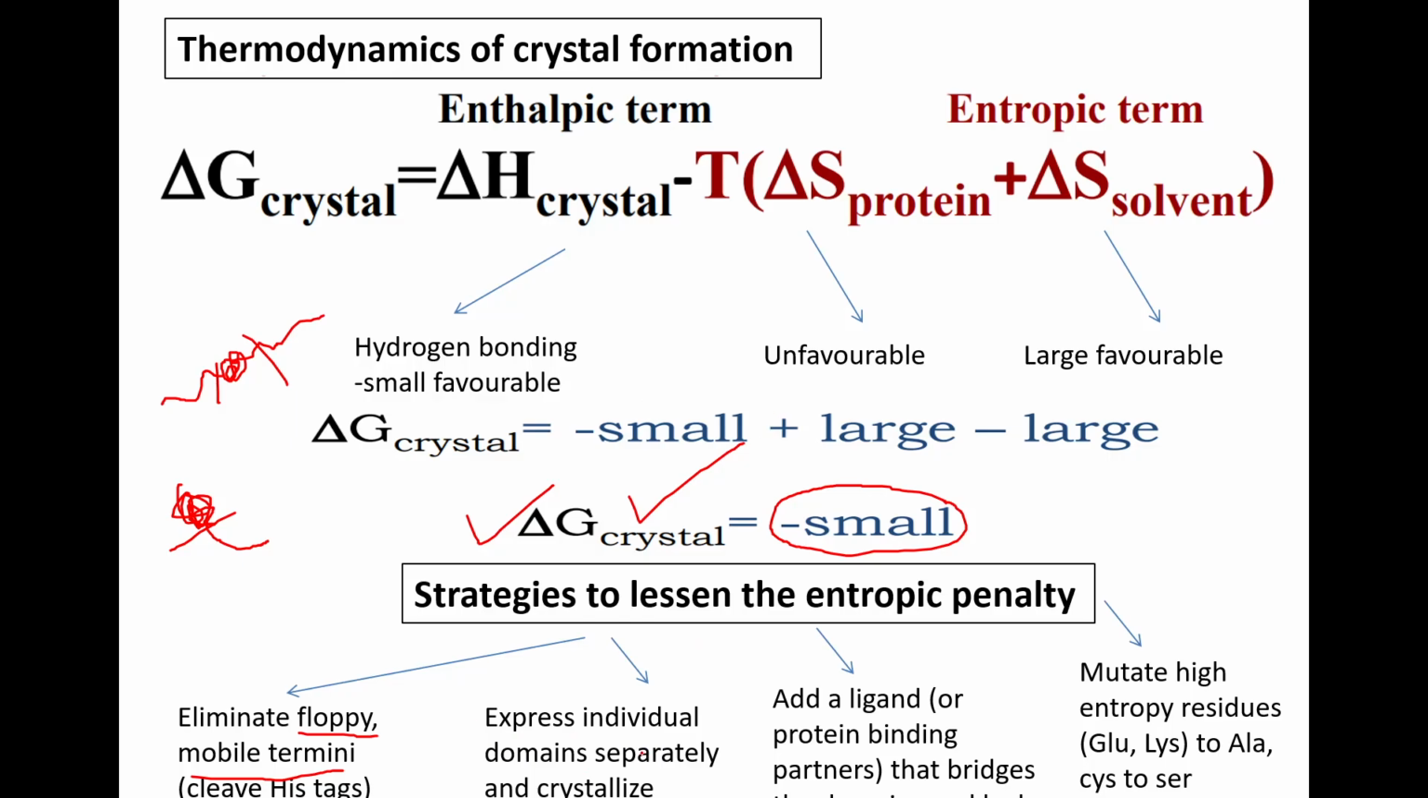Then if you have multiple domains, what people do is express individual domains separately and crystallize them separately. There can be a problem: this is one domain, this is another domain, and between them you have a long loop region. If you cut this loop region, you are missing this domain. Then what to do? You take this domain individually, clone it, express it, and form one crystal. Again, you take the other domain and form another crystal. So you are getting information about how these two domains look like by two different X-ray crystallography experiments. That is the strategy.